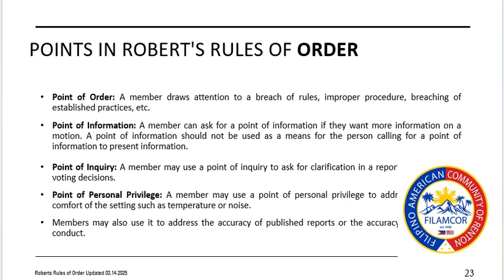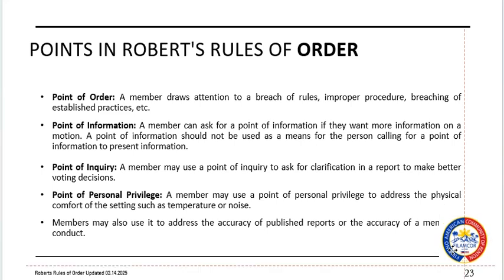Point of inquiry. A member may use a point of inquiry to ask for clarification in a report to make better voting decisions. Point of personal privilege. A member may use a point of personal privilege to address the physical comfort of the setting, such as temperature or noise. Members may also use it to address the accuracy of published reports or the accuracy of a member's conduct.